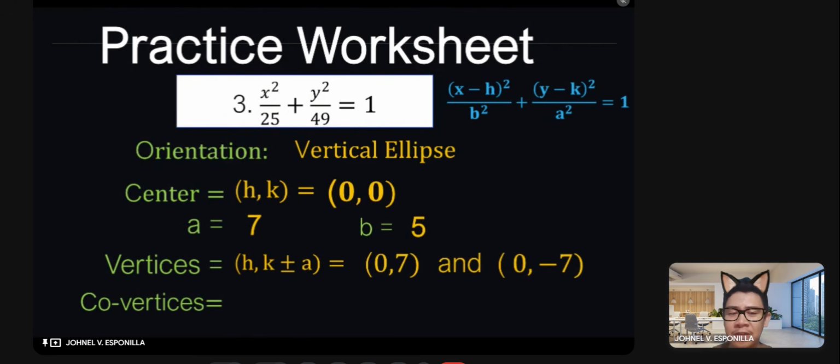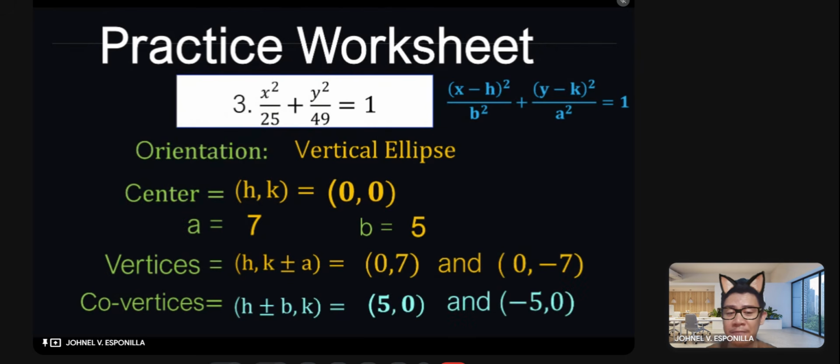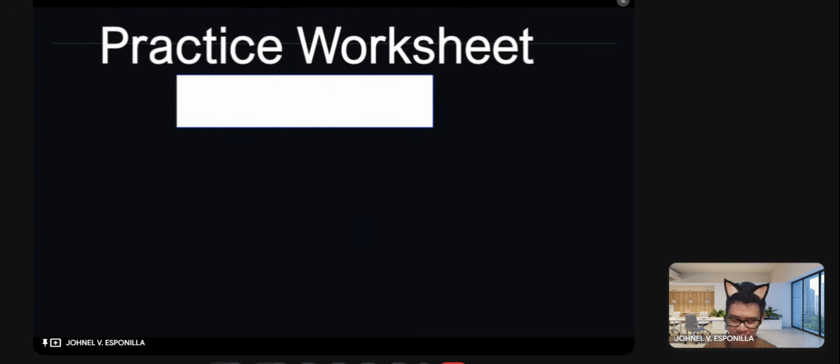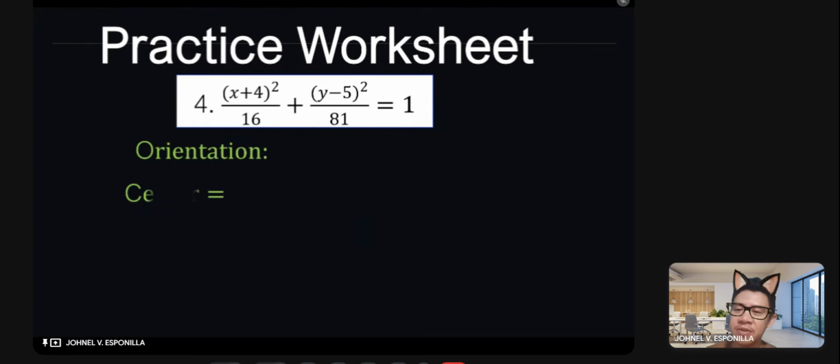How about sa co-vertices? So, syempre, plus minus yung b natin. So, anong sagot? That is 5, 0 and -5, 0. Kuha po ba yung number 3? Okay, dako tayo sa number 4. Medyo madami to, no? Number 4. Ano kaya yung orientation ng number 4 natin?